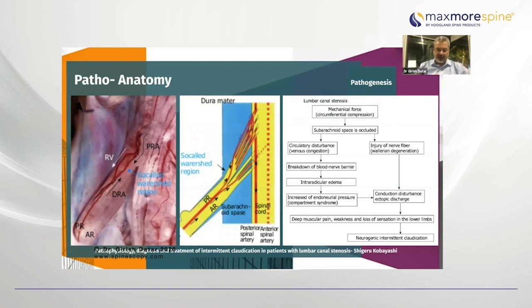You can have pain. The second reason for pain is when you have a vascular ischemia because of venous engorgement. You have an ischemia which sets in, and ischemia will put in all kinds of inflammatory mediators, which is shown here. So when you have a mechanical force, there is a subarachnoid space obliteration causing circulatory disturbance, breaking down the blood nerve barrier, intraradicular edema. It is something like a compartment syndrome within the root, and you have deep muscular pains. And you can also see these kinds of abnormal discharges on the EMG and the nerve conduction.